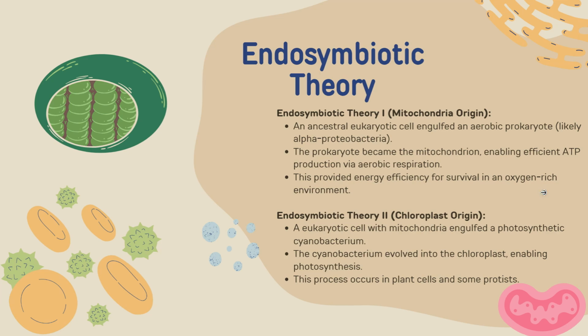The second event, endosymbiotic theory 2, happened later when a eukaryotic cell that already had mitochondria engulfed a photosynthetic bacterium known as cyanobacterium. This bacterium evolved into chloroplasts, allowing the cell to perform photosynthesis, which enables it to harness energy from sunlight, a crucial development for plant cells and some protists.